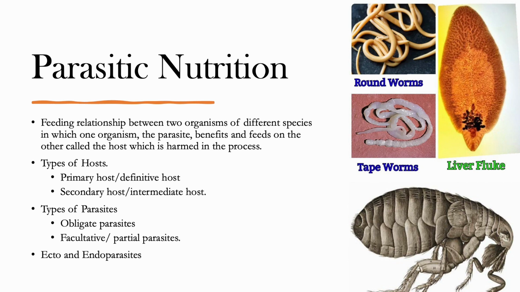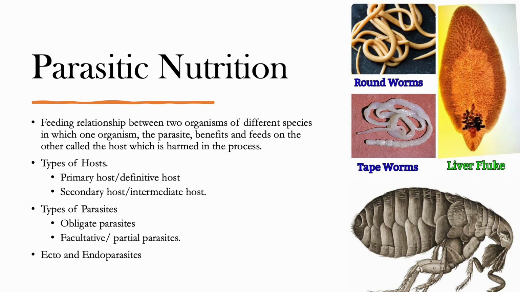And then examples of parasites. Parasites come in all shapes and sizes. Some are animals, some are flowering plants, some are protists, some are fungi, and some are bacteria. And just like they come in all sizes, they feed on all types of things. Some feed on plants, some feed on animals, and so on.